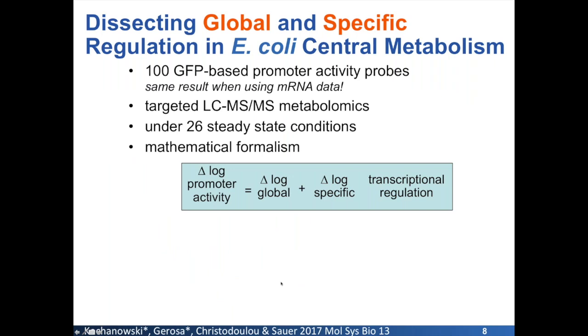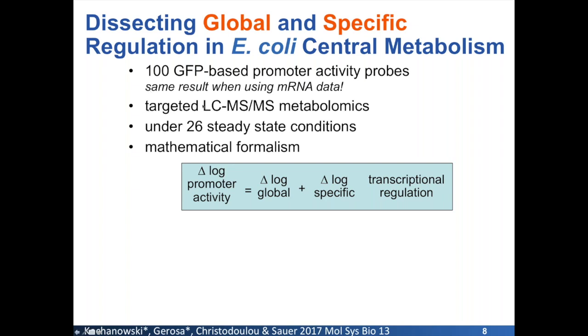to learn what metabolites do for transcriptional regulation, we have to take care of this global effect. And so we do this in the following way. The experimental setup that I'm going to discuss now is we only focus on central metabolism. So we picked 100 GFP-based promoter activity probes, essentially covering all enzymes of central metabolism.